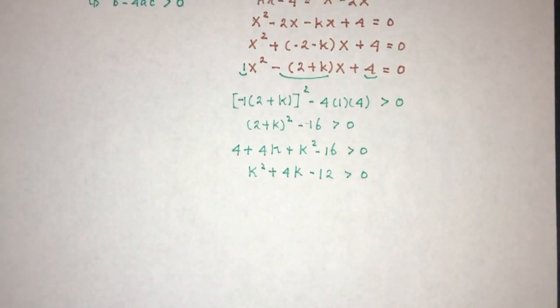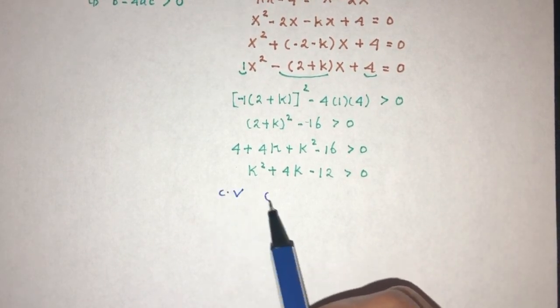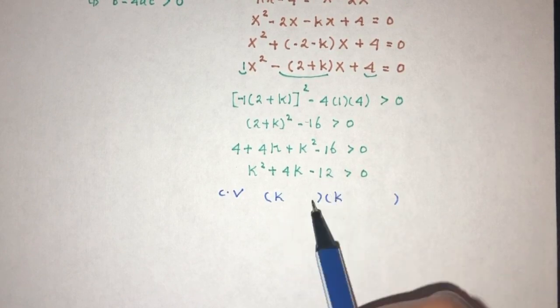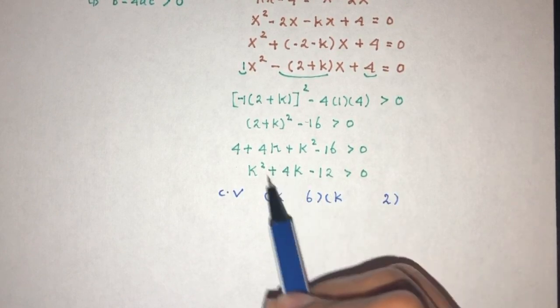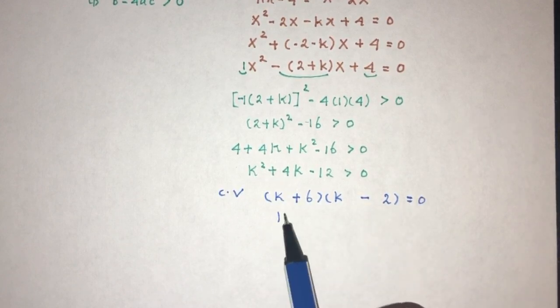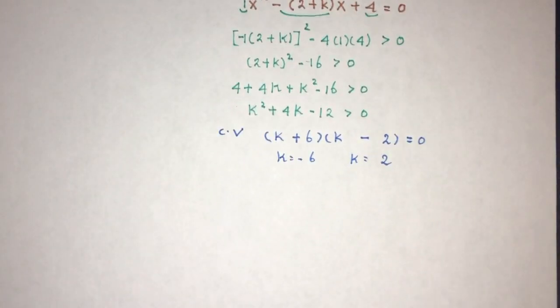Now obviously we have to first find the critical values of k. That will be factorization. K times k, 12 is 6 times 2. To get plus 4, we need to have plus 6 minus 2. K has to be minus 6, and k has to be the value of 2. Now we just have to use the graph to find the value.